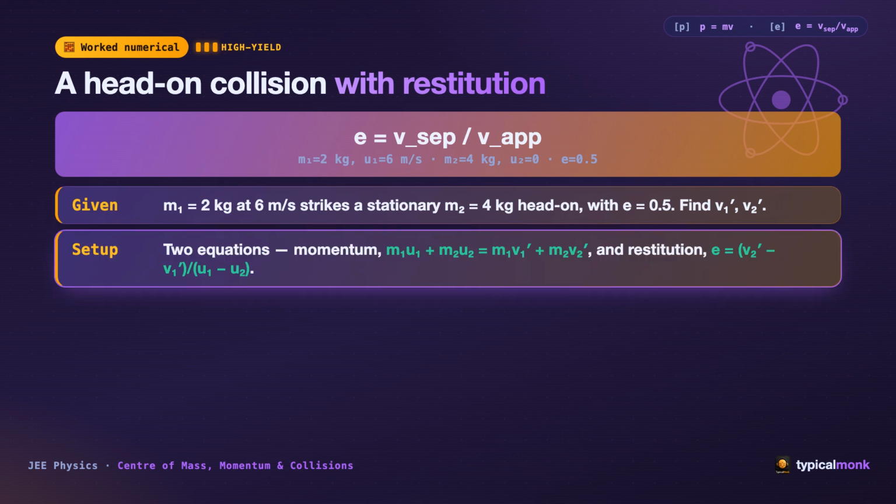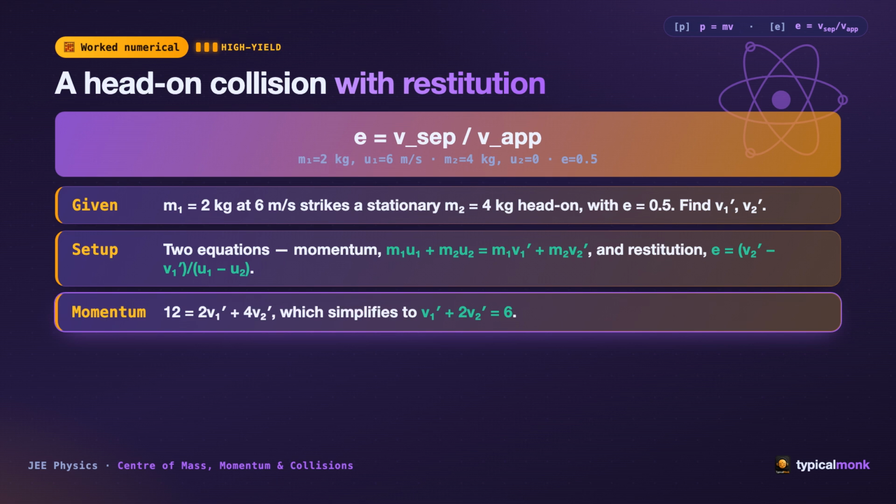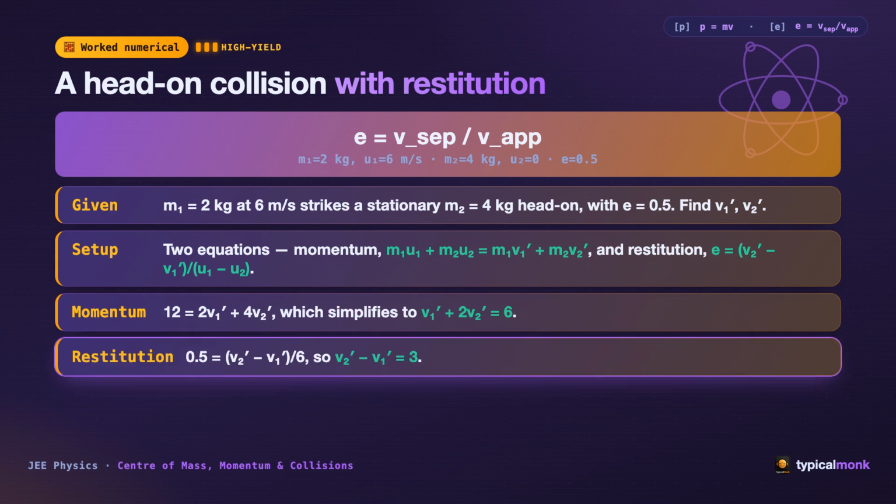Step 2. Set up two equations, momentum conservation and the restitution equation. E equals the relative velocity of separation over the relative velocity of approach. Step 3. The momentum equation. 2 times 6 equals 2v1 prime plus 4v2 prime, which is 12, and dividing through by 2 gives v1 prime plus 2v2 prime equals 6. Step 4. The restitution equation. 0.5 equals v2 prime minus v1 prime over 6, so v2 prime minus v1 prime equals 3.